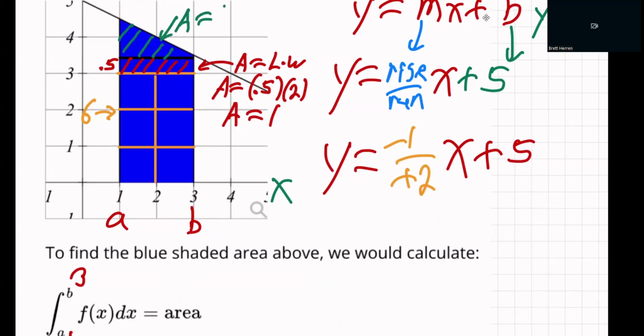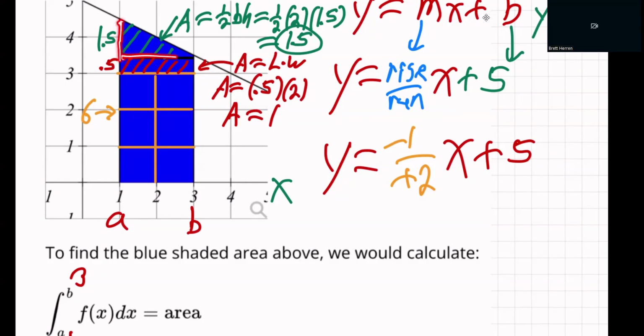Now, the final thing we need is the area of this triangle. The area of a triangle is a half base times height. So that's going to be a half. The base is 2 again. The height is what? 1.5, isn't it? You multiply that in your calculator, it's going to be 1.5. So that area is 1.5. So 1/2 base times height, 1/2 times 2 times 1.5 is 1.5.